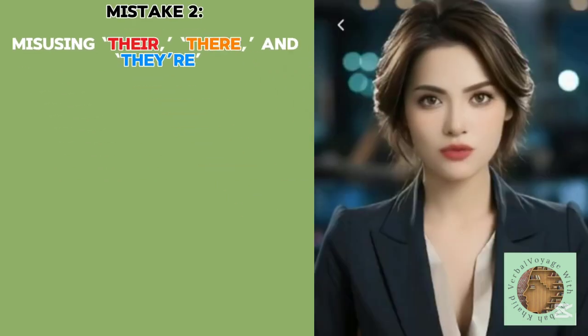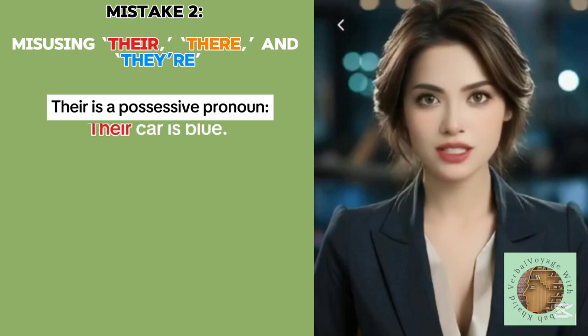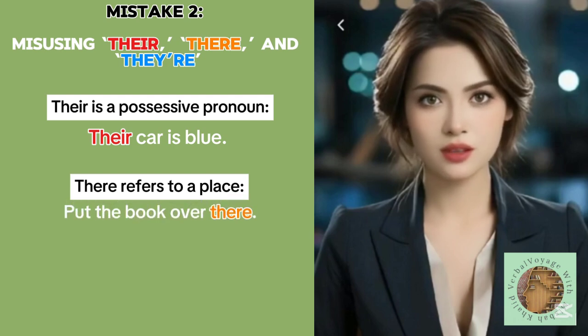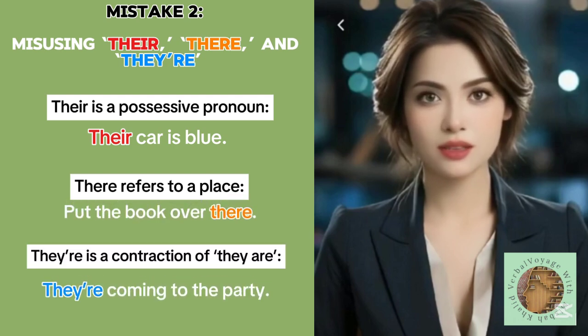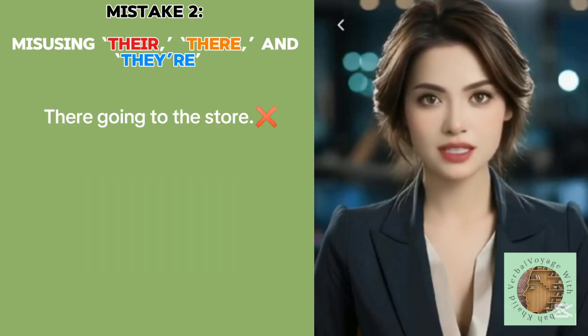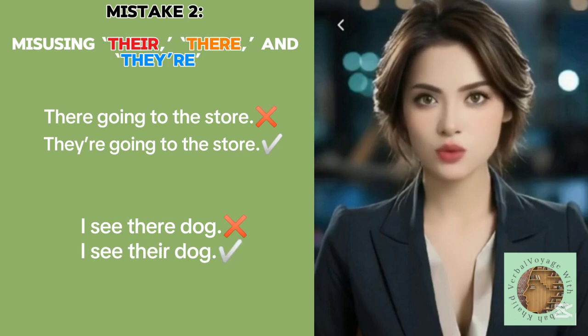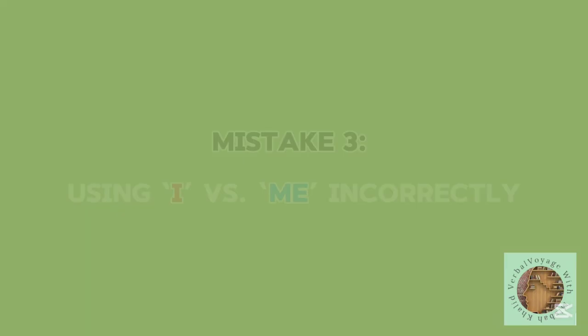These words are homophones. They sound the same, but they have different meanings. Their is a possessive pronoun. Their car is blue. There refers to a place. Put the book over there. They're is a contraction of they are. They are coming to the party. For example, this is incorrect. This is correct. This is incorrect. This is correct. Tip to remember. Practice sentences with each word and understand the context. A quick mental check can prevent these.